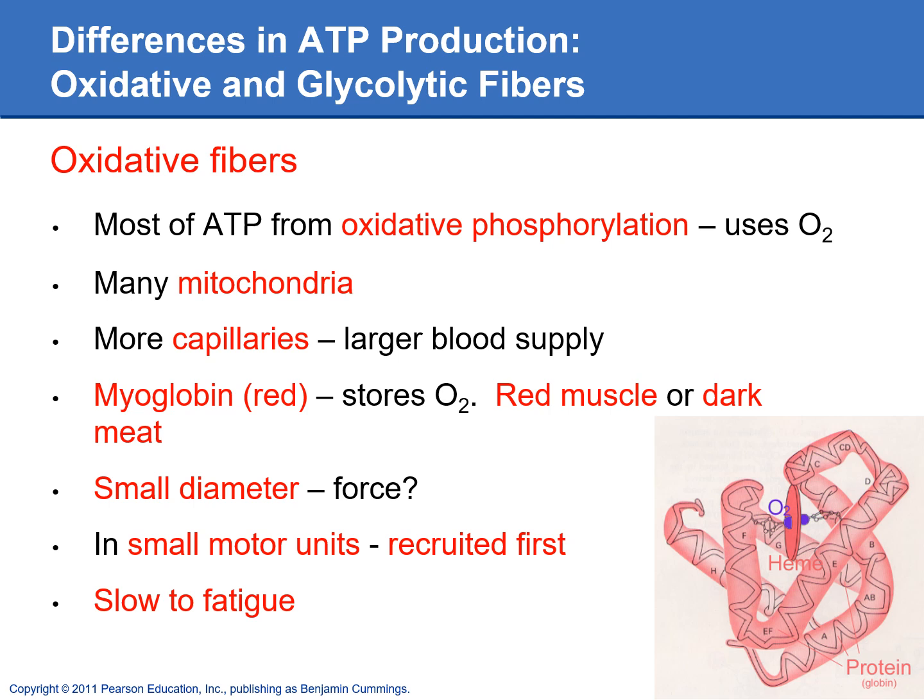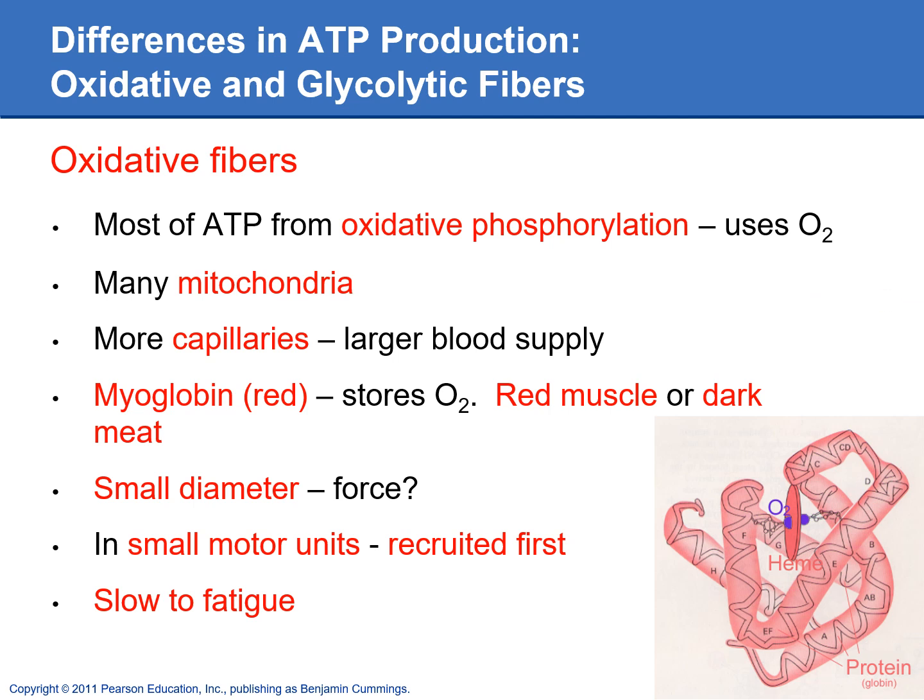And then we can also classify our muscle fibers depending on how they make their ATP. So oxidative fibers are going to be making their ATP by using their mitochondria and doing aerobic respiration. So they need a lot of oxygen, so they have lots of capillaries bringing in a large blood supply. They have tons of mitochondria. They also have myoglobin, which is related to hemoglobin. This is what myoglobin looks like over here. And it actually will store oxygen in the oxidative fiber.